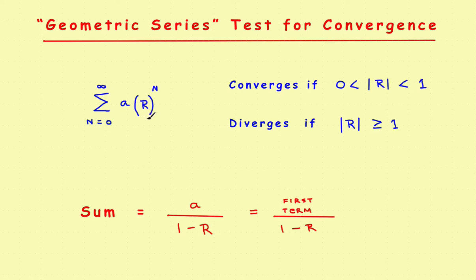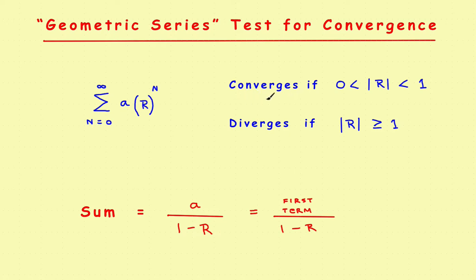All it says is this: if the absolute value of the common ratio is less than 1, then the series will converge. If the absolute value of the common ratio is greater than or equal to 1, then the series is going to diverge.